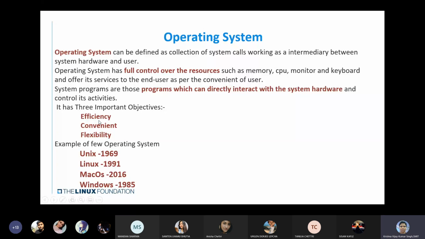We also know these three objectives of every operating system. One is efficiency, meaning efficient use of every hardware. So it should be shared among multiple processes, and it should provide a convenient way through which the end user can interact. So the end user should not find it very difficult while giving instructions to the system. So the operating system must be designed in such a way that it keeps in mind the user convenience. And the third one is flexibility.